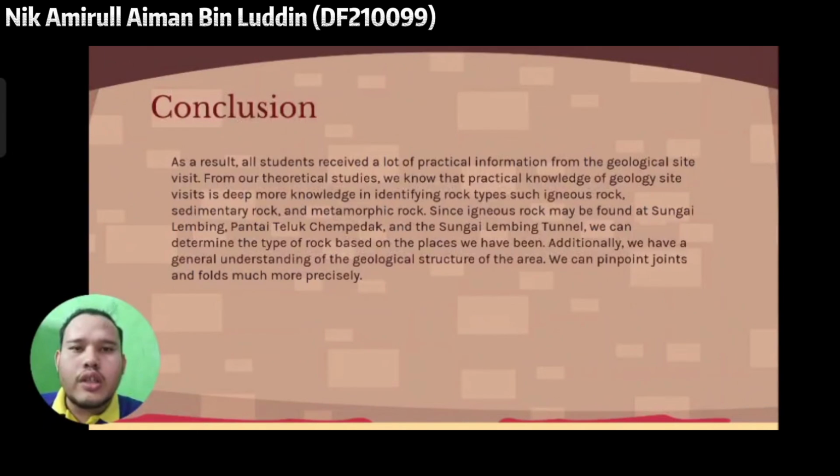Conclusion: as a result, our students received a lot of practical information from the geological site visit. From our theoretical studies, we know that practical knowledge from a geology site visit gives deeper knowledge in identifying rock types such as igneous rock, sedimentary rock, and metamorphic rocks. Since igneous rock may be found at Sungai Lembing, Pantai Teluk Cempedak, and lastly the Sungai Lembing Tunnel, we can determine the type of rock based on the place we have been.